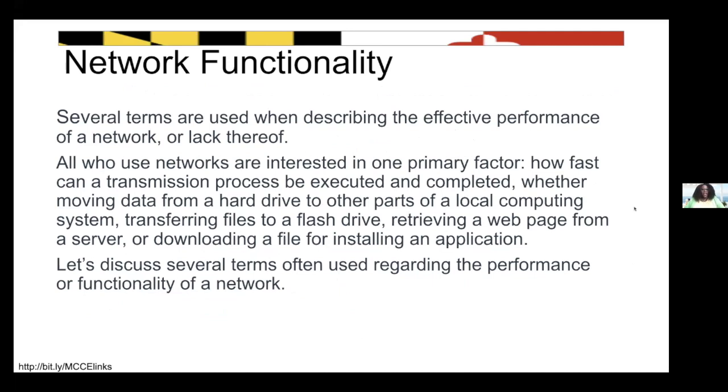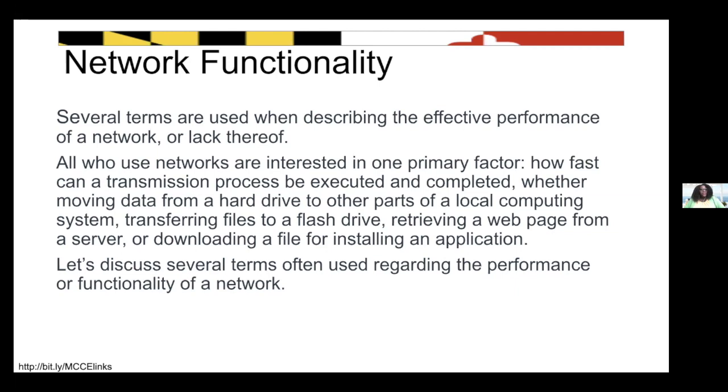Now we are going to talk about network functionality. Several terms are used when describing the effective performance of a network, or the lack of it. All who use networks are interested in one primary factor: how fast can you get this information loaded? Processing and execution completed, whether moving from a hard drive or parts of a local computing system, or just transferring your files to your flash drive. You're like, I need it now. Retrieving a web page from a server, downloading files, or installing an application.